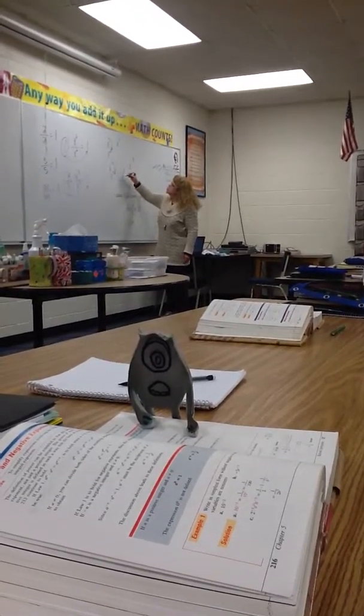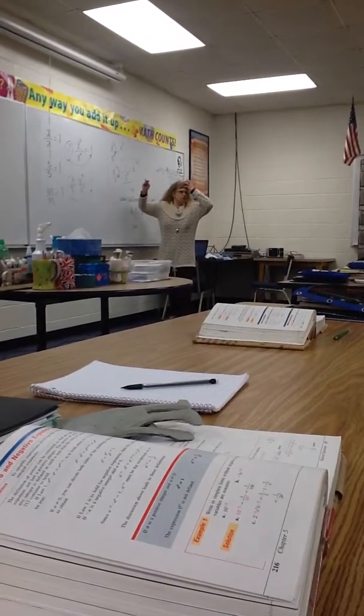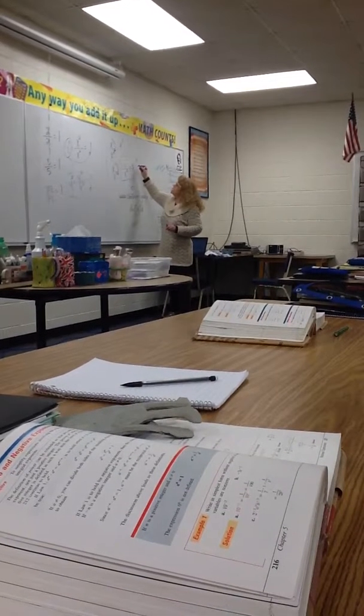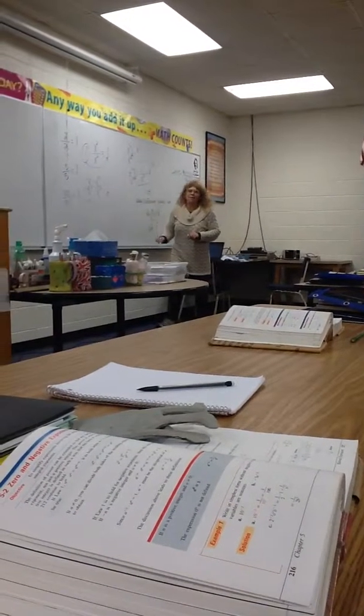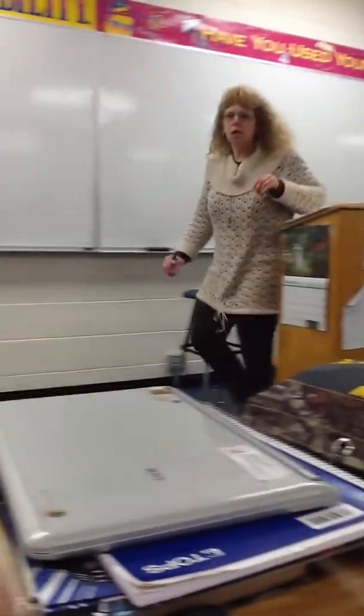1 over x to the 3rd. You move it to the bottom and change the sign of the exponent and make it positive. So if you have a negative exponent, you just move it to the bottom and make the exponent positive. How could you tell? So what do I do?